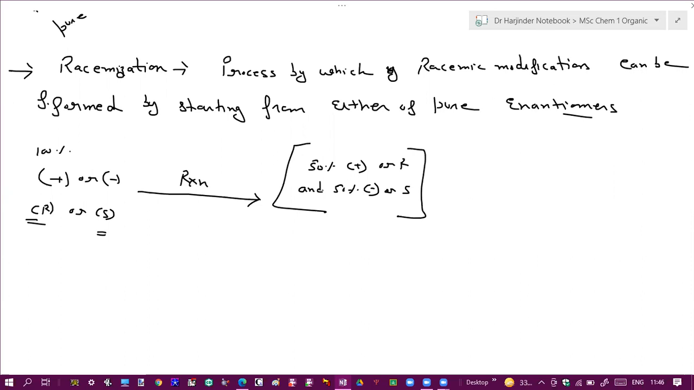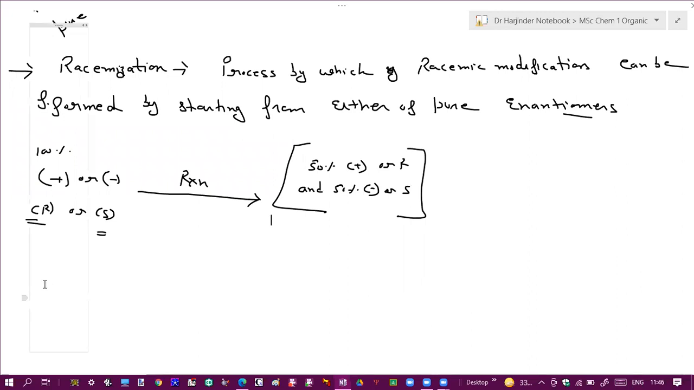So what is racemization? Racemization is a process by which racemic modification can be formed or prepared by starting from either of the pure enantiomers. That means you start from a pure enantiomer and end up with its enantiomeric mixture. So is its definition clear to all of you? Yes, sir. Okay.